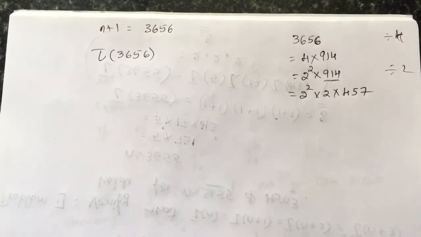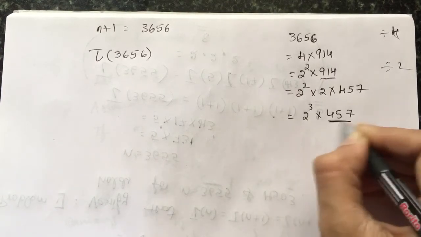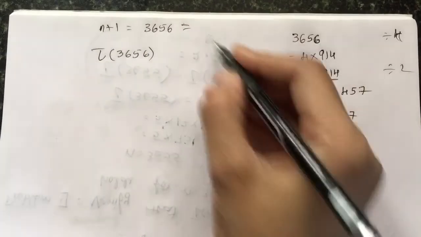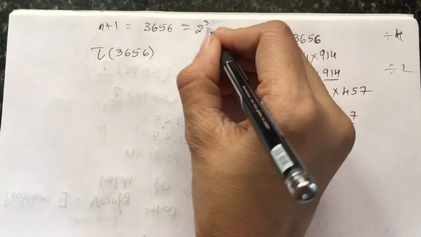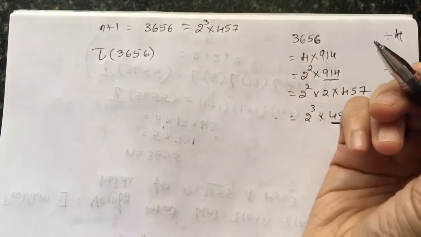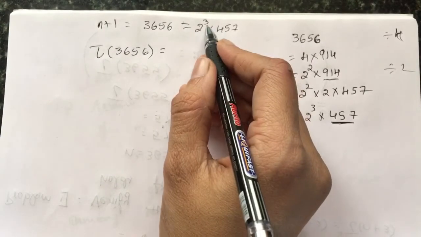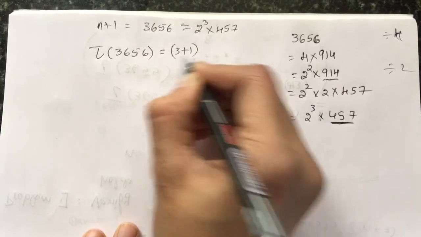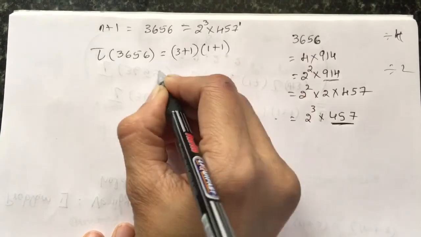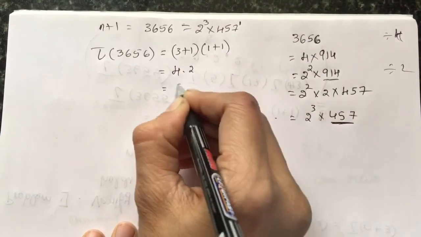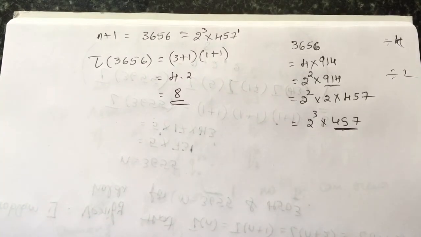Yeah, so that it's 457. Now you can observe one thing. This is a prime number. So it's written in terms of products of primes now: 2 power 3 into 457. So this is power 3, 3 plus 1, into power 1, so 1 plus 1, so it's 4 into 2, again 8. So tau of n plus 1 is also 8.